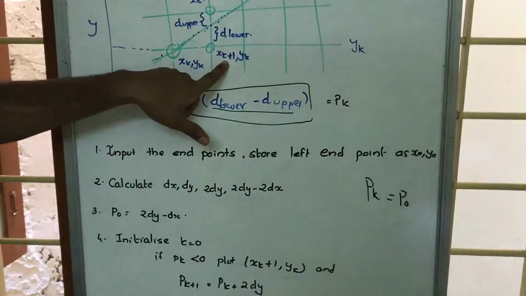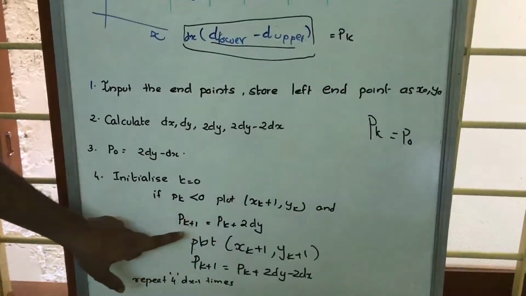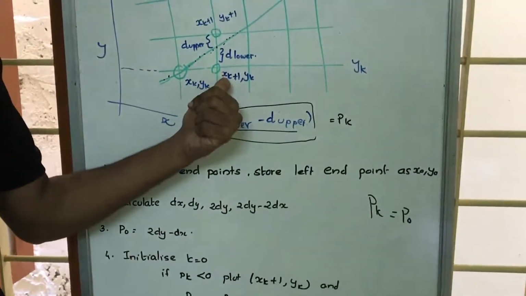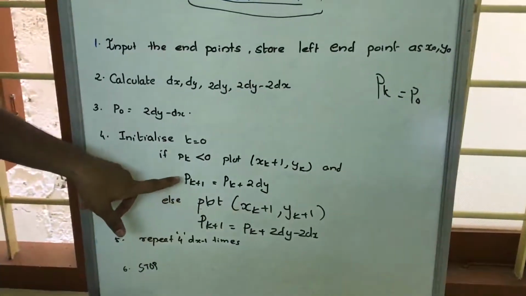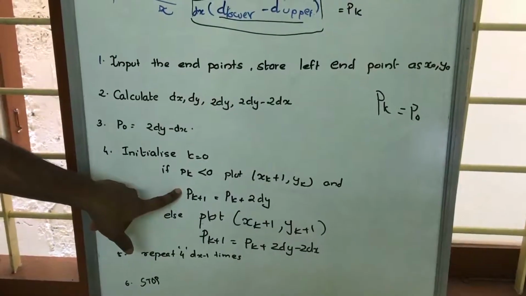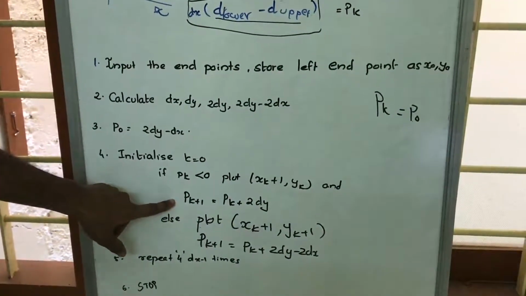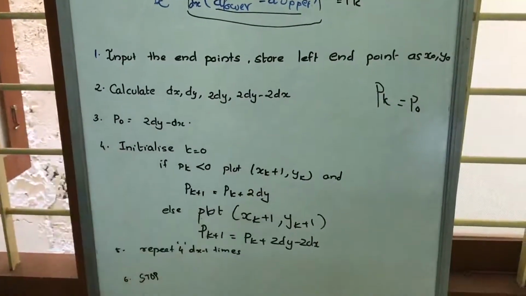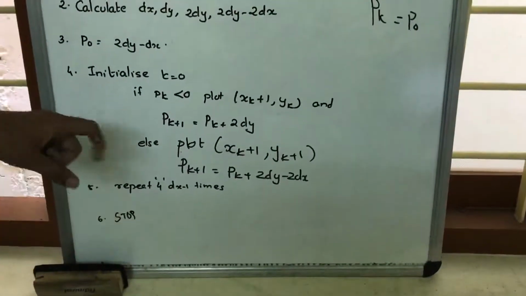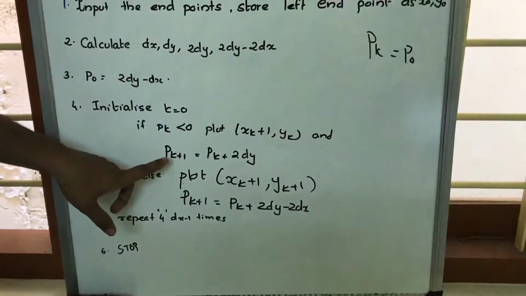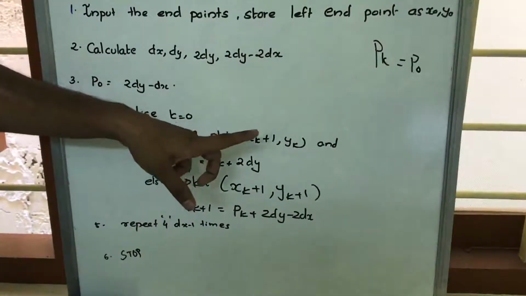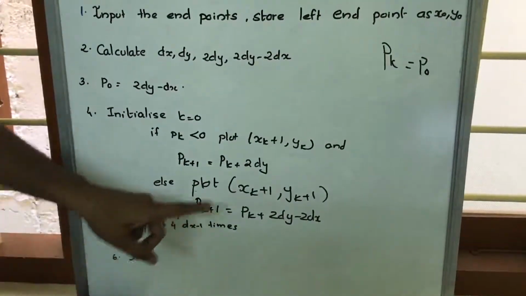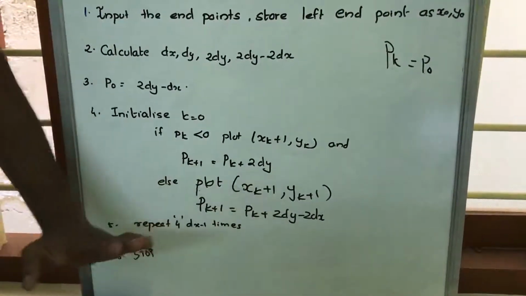So we have to plot this point. If pk is less than 0, then plot (xk+1, yk). Then we have to change the value of pk+1: the new value pk+1 is equal to pk plus 2dy. Our present value is p0, so p1 is equal to p0 plus 2dy.